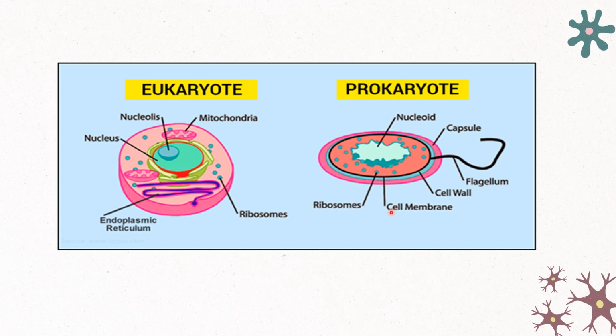Prokaryotes have a cell membrane, flagella, and ribosomes. Eukaryotes have ribosomes, a nucleus, and mitochondria. So the most important parts: for prokaryotes, flagella, cell wall, cell membrane, and ribosomes. For eukaryotes, ribosomes, nucleus, and mitochondria.